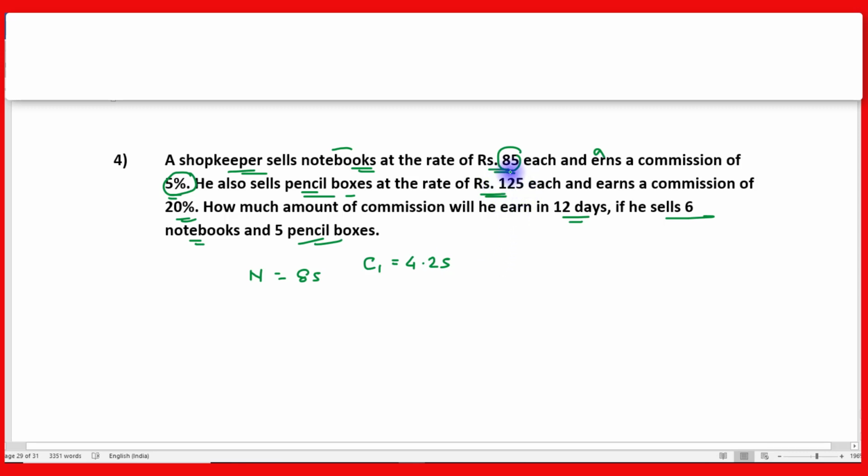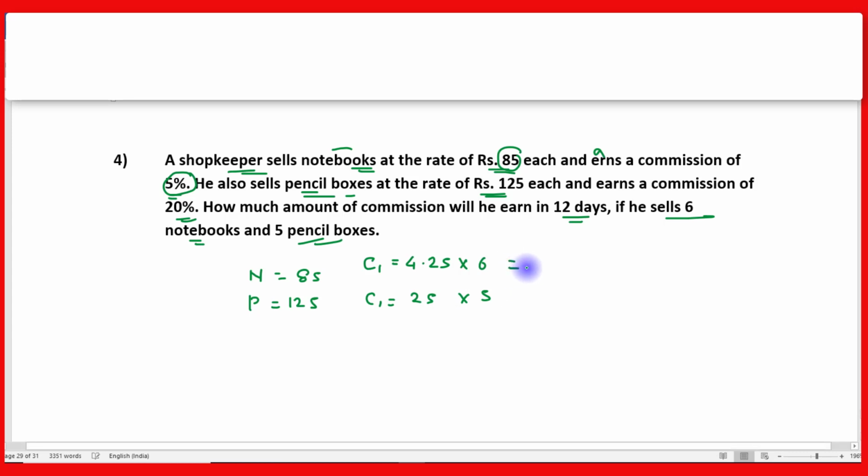In the second case he sells the pencil boxes at rupees 125 and earns a commission of 20%. 10% will be 12.50, so 20% will be rupees 25. So this is the commission in the first case, and this is the commission in the second case, and he sells 6 notebooks and 5 pencils.